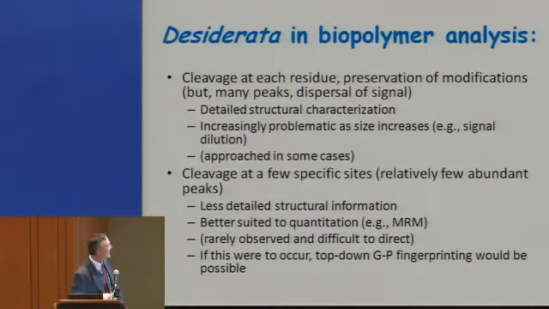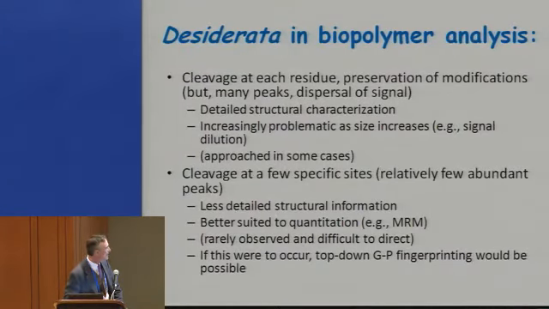And I like to think about the two extremes that you might want to have. In one extreme, you'd like to have a cleavage at each residue that preserves all the modifications. If you do that, you can do a complete de novo sequencing of the intact protein. And ideally, we would be able to do that on everything. But as the proteins get bigger and bigger, there are more and more fragment peaks, and if the charge is distributed amongst all of those, that dilutes down the signal. So the good thing is you get this detailed structural characterization, but things get more difficult even when you can do it because of signal dilution.